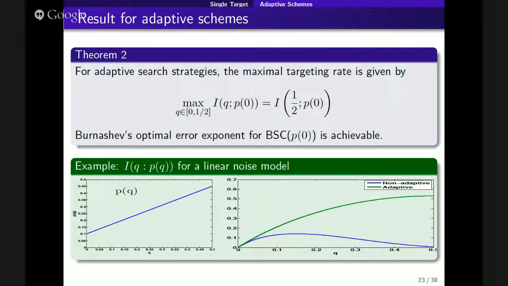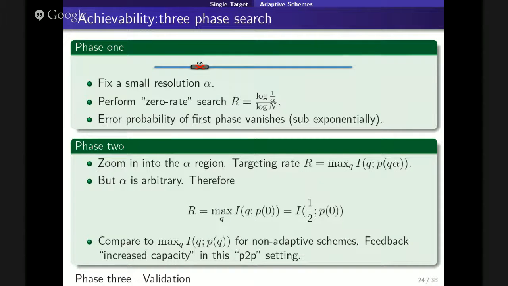So here, let me first show you how we get this increase. The basic idea is to do a three-phase search. First phase: fix a resolution alpha, which is fixed, and run the non-adaptive scheme. Let n be the block length and do it for a sublinear time. So this phase is zero rate, but at the end of this phase, you will get an answer: in which one of the large sections the target is.